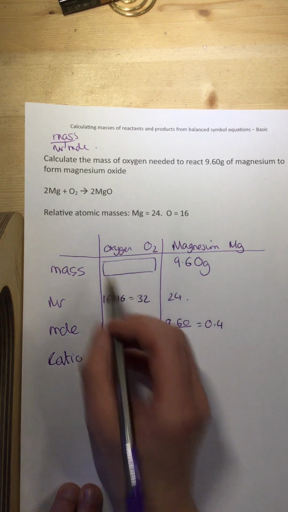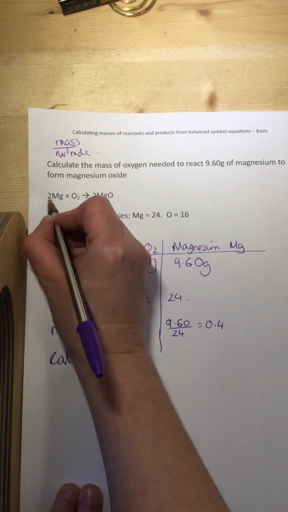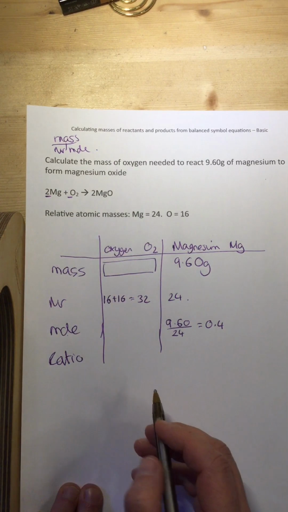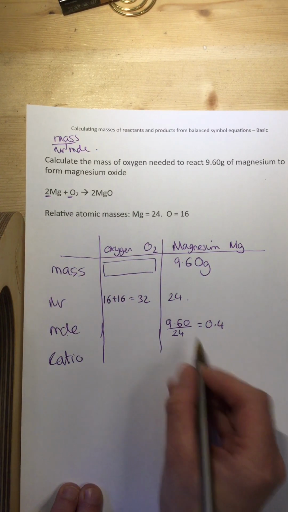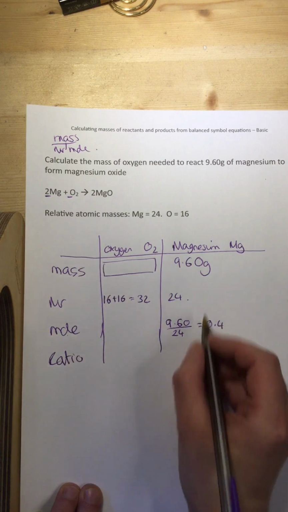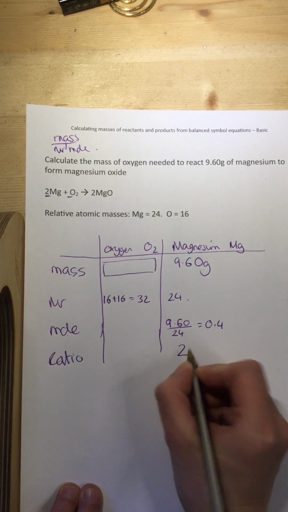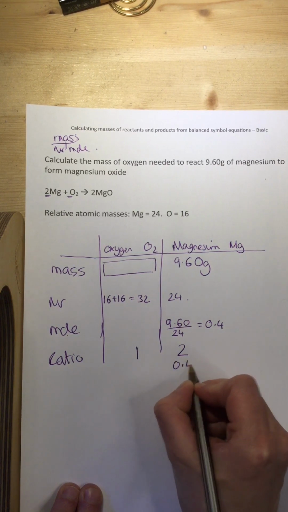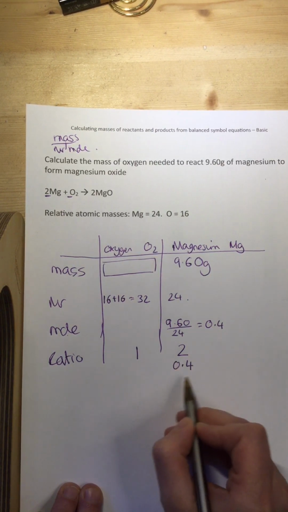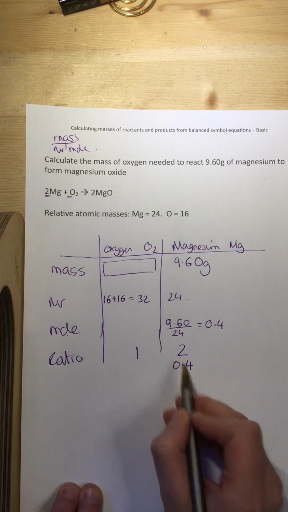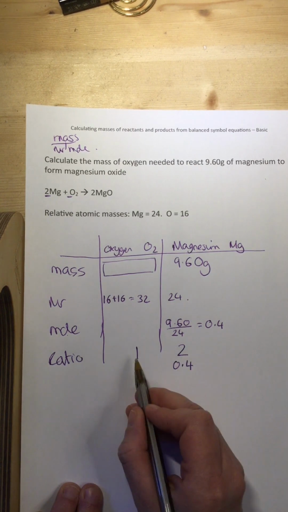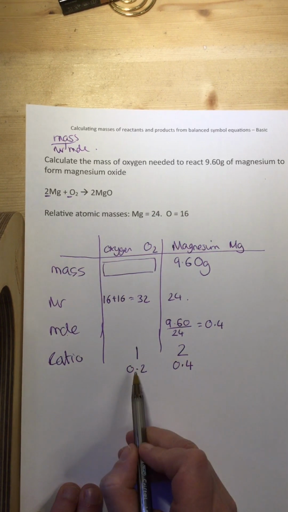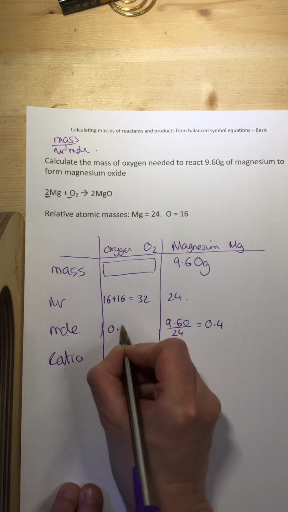So looking at my question, I can see that 2 lots of magnesium reacts with 1 lot of oxygen. So, I've got to be careful with my table because my column's the other way around to that. So I've got 2 lots of magnesium here reacting with 1 lot here. I don't have 2 lots. I've got 0.4 moles, so I'm going to have half of that, so divide by 2 times by the number here, so I'm going to have 0.2 moles of oxygen. So I'm going to put that in that row.